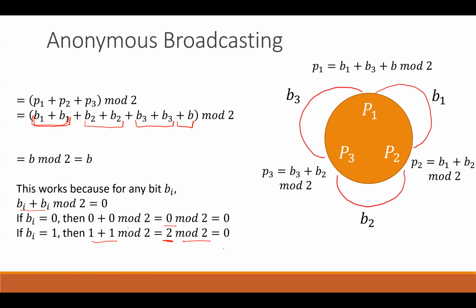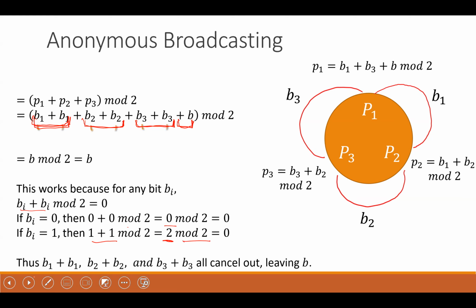So the fact that all of these randomly generated bits appear twice here means that they all cancel themselves out, and I'm simply left with plus B, all of this mod 2, of course. So these all add up to 0 mod 2, and I'm simply left with whatever I transmitted. All right, questions?